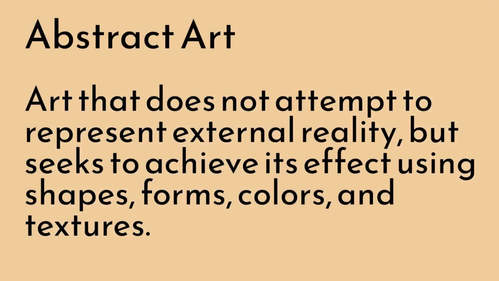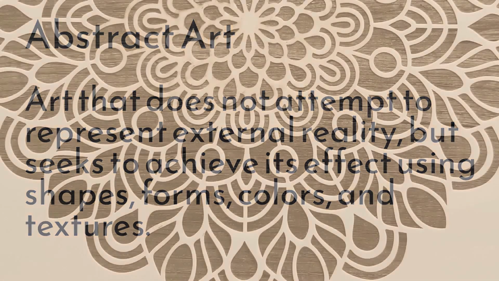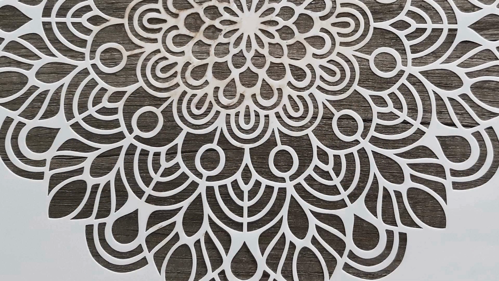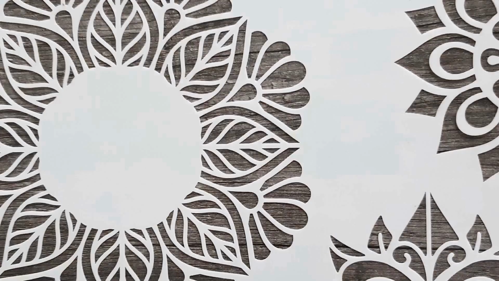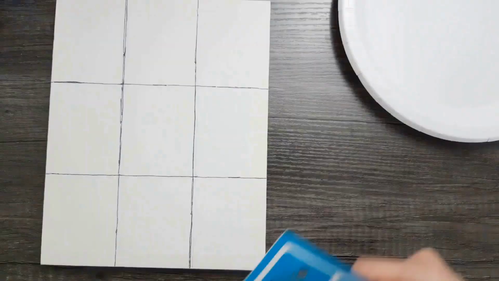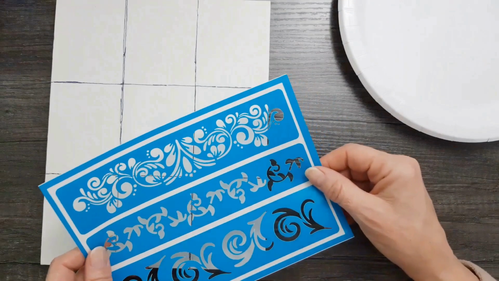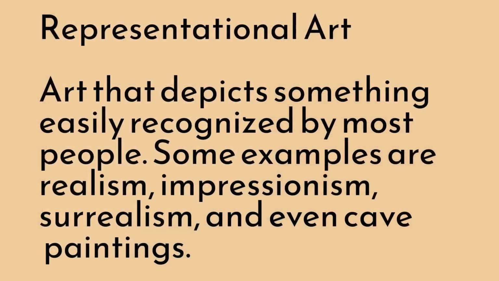Here we have the definition of abstract art. Art that does not attempt to represent external reality, but seeks to achieve its effect using shapes, forms, colors, and textures. So we're going to apply that sort of, okay? However, what we're going to be using for this part of it are stencils. So in a sense, depending on what the stencil is, it might be recognizable. It might be more on the representational side. However, even if somebody recognizes it, they're not going to understand, unless you make it readily apparent, what you are trying to show in your piece. Now, I'm going to describe mine in just a minute, to give you a good idea, okay?